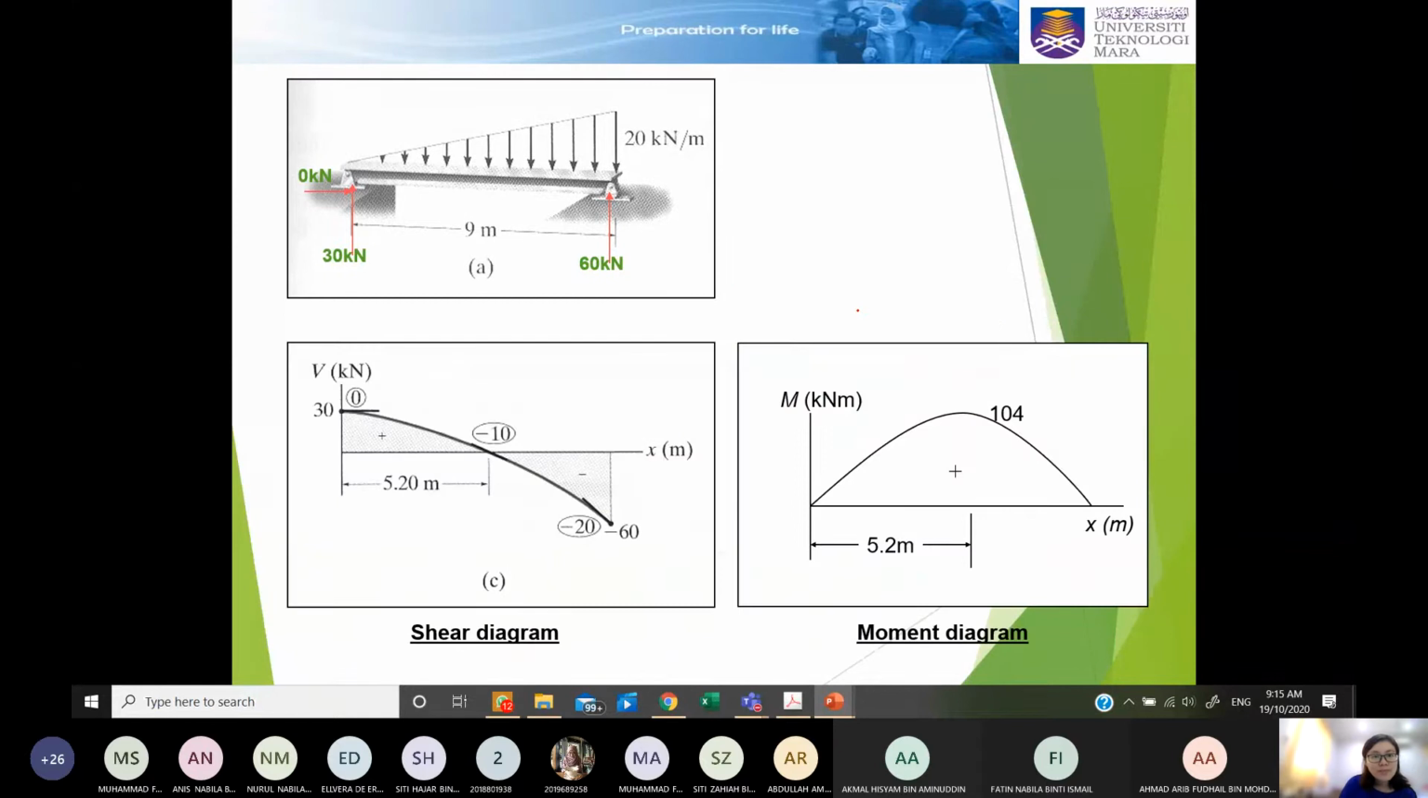So for example here, you plot it, you know that this is positive 30 at 0, and this is negative 60 at 9 meter. So from this you can get the two points of the shear force diagram. But now it's a matter of what the shape of your shear force diagram is. Okay, so next will be the bending moment.